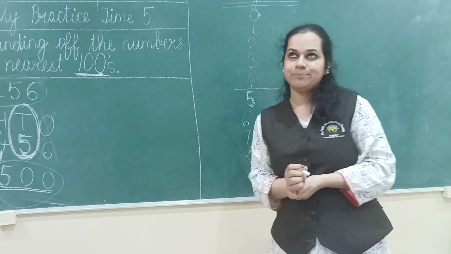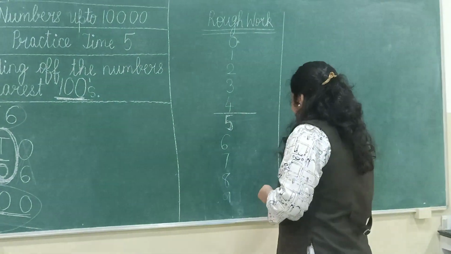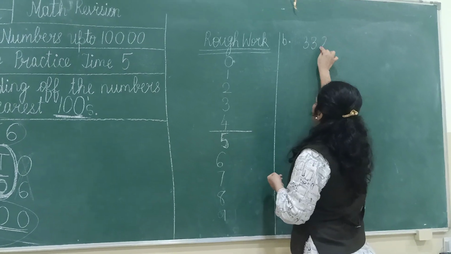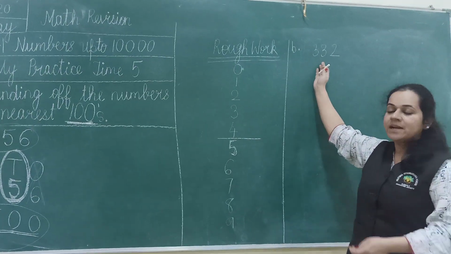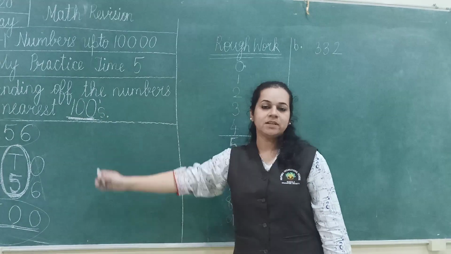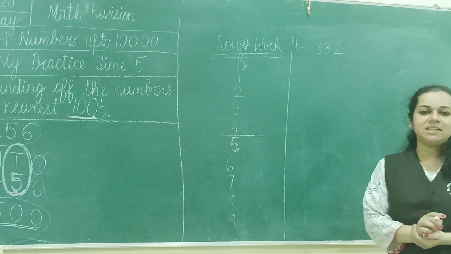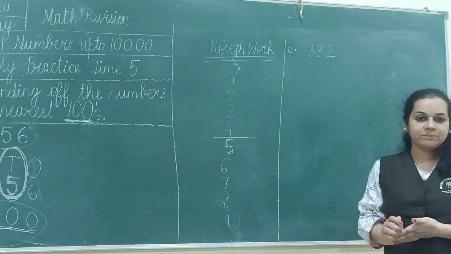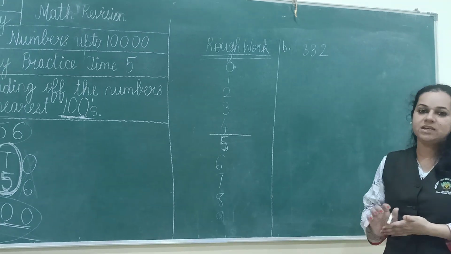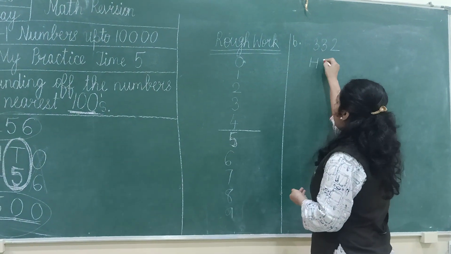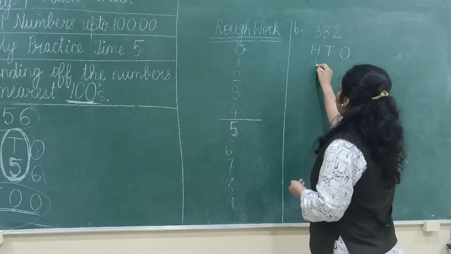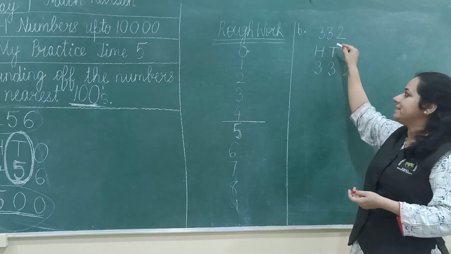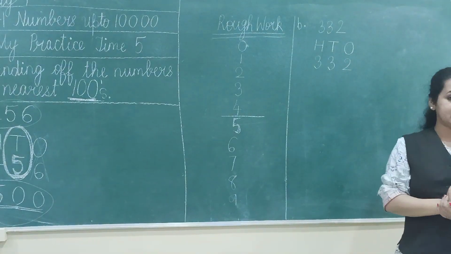Suppose we take the example where we have to round this number to the nearest hundreds. What we will do first is write the numbers which come in the hundreds place, tens place, and ones place. So we will write hundreds, tens, ones. 2 comes in the ones place, 3 is in the tens place and 3 is in the hundreds place.